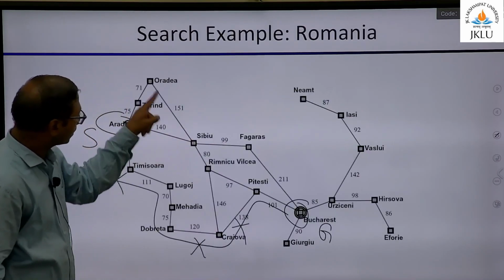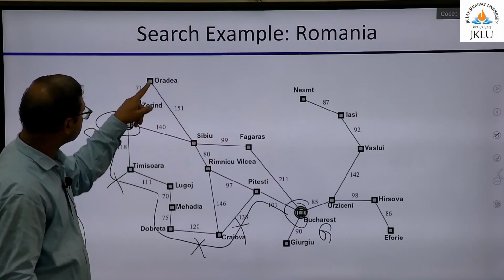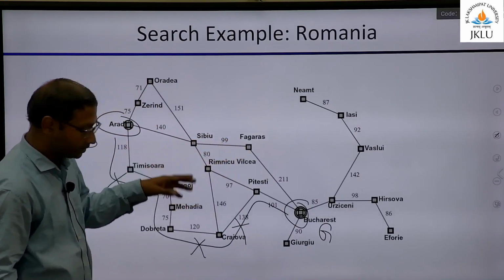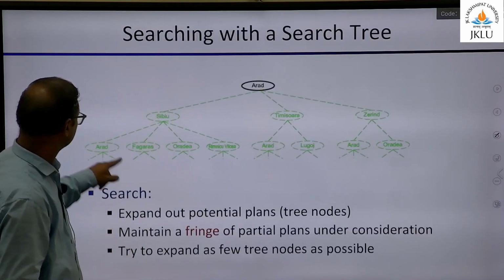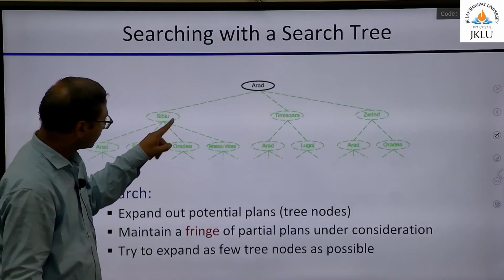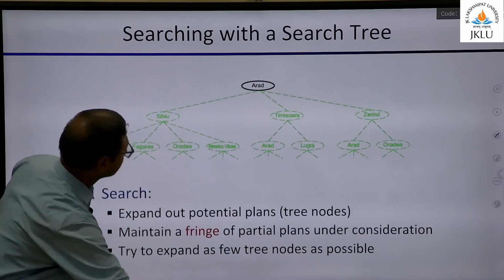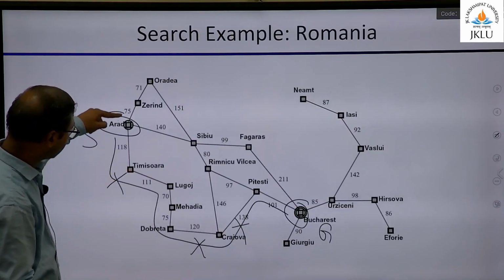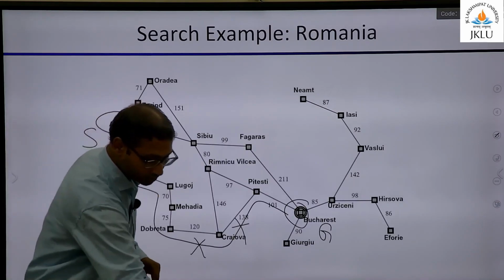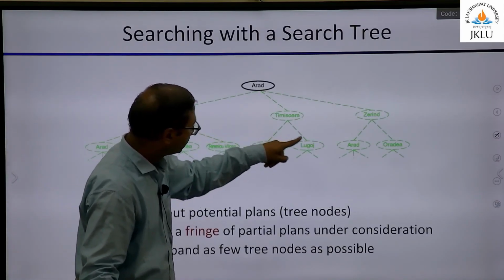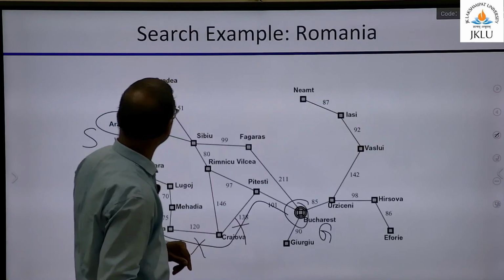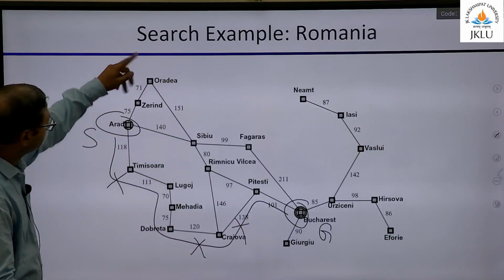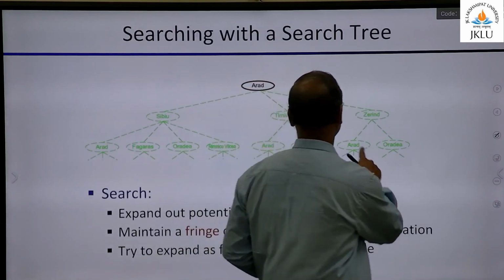Now expand Sibiu. From Sibiu, you can go to 4 places: Oradea, Arad, Fagaras and RV. Now Timisoara, you can go to Arad and Lugoj. From Zerind you can go to Arad and Oradea.